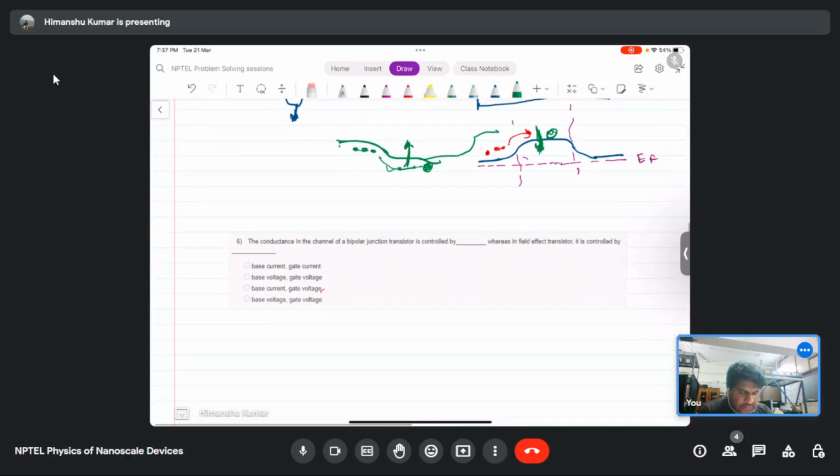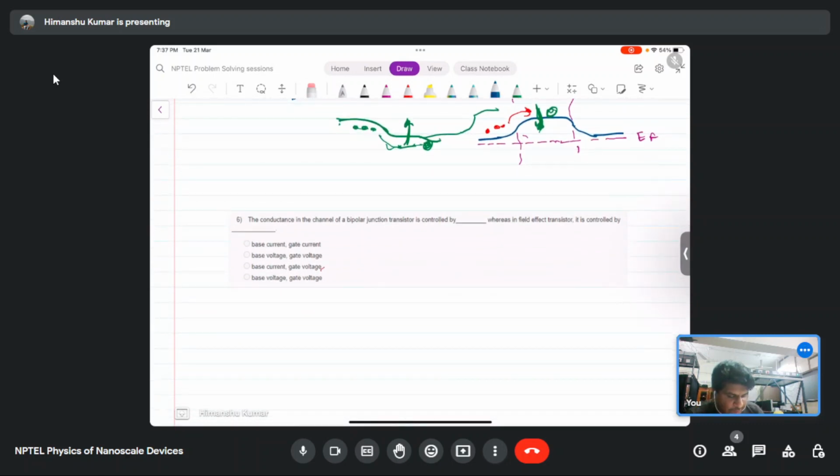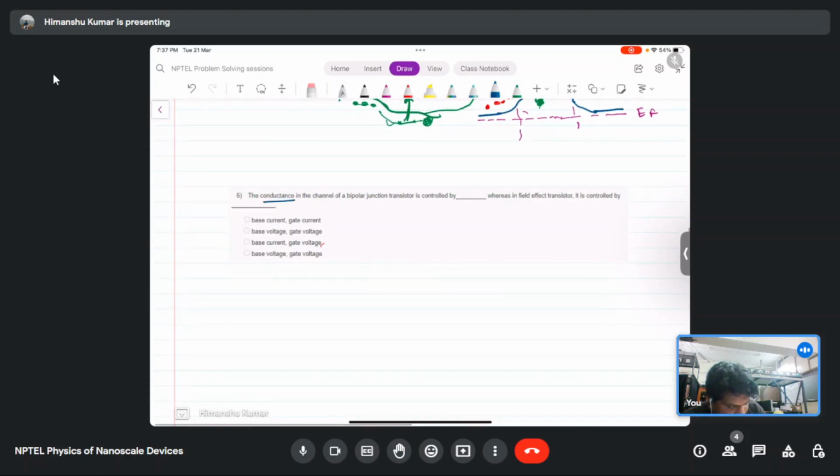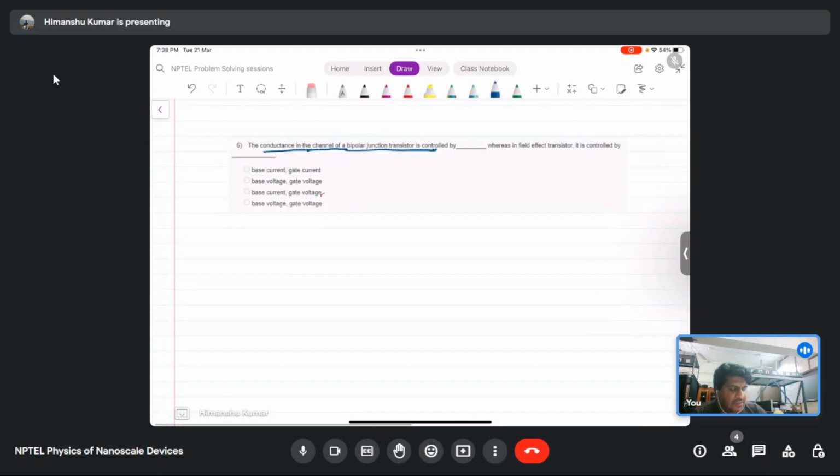So, if we move to the next problem: the conductance in the channel of the bipolar junction transistor is controlled by... So in the BJT, we basically control the channel by injecting carriers into the base region, which then go into the emitter side region. So by controlling the carriers injected into the base region, we can control the resistance in the BJT.